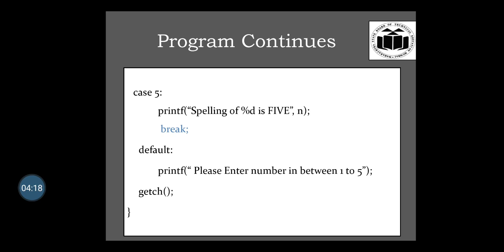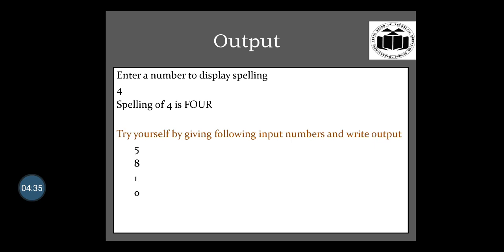For example, see when default statement will get executed: if you have entered a number less than 1 or greater than 5, then default statement will be executed. Please enter number between 1 to 5. Output, for example: enter a number to display spelling, that is 4. Spelling of 4 is four will be the output. Try yourself by giving different inputs, that will give you a spelling or a default message.